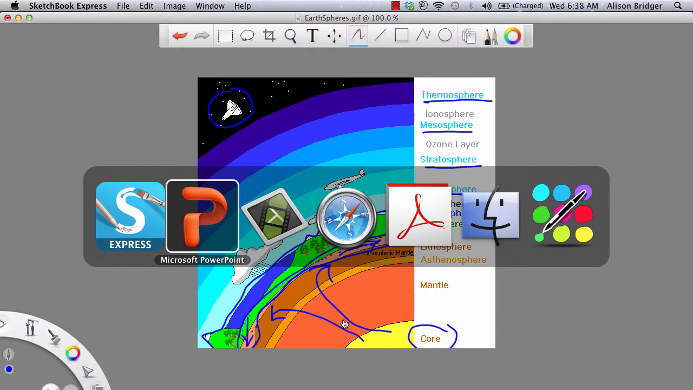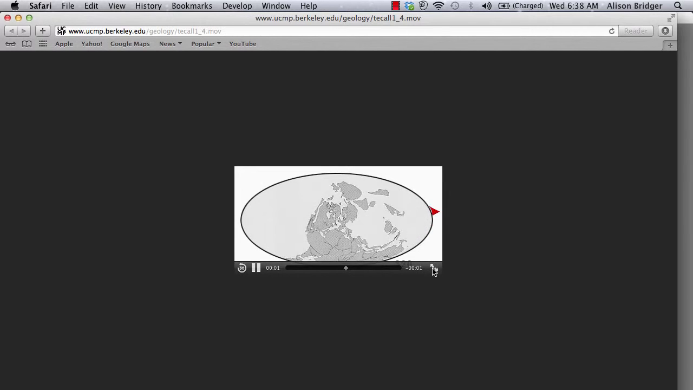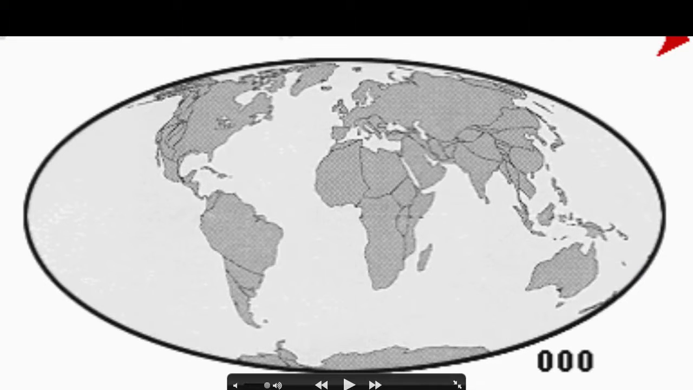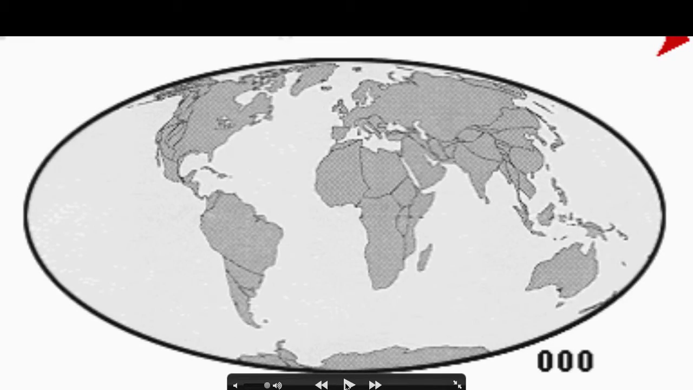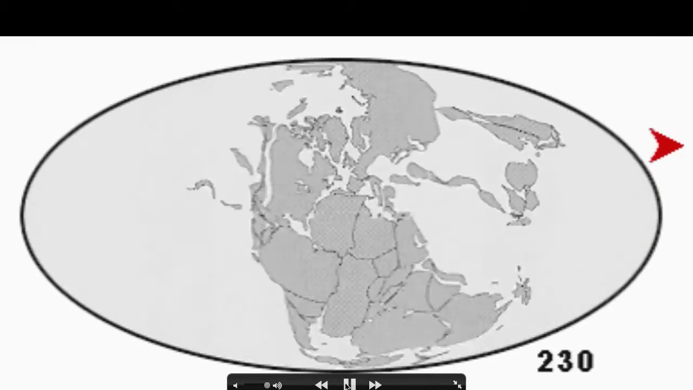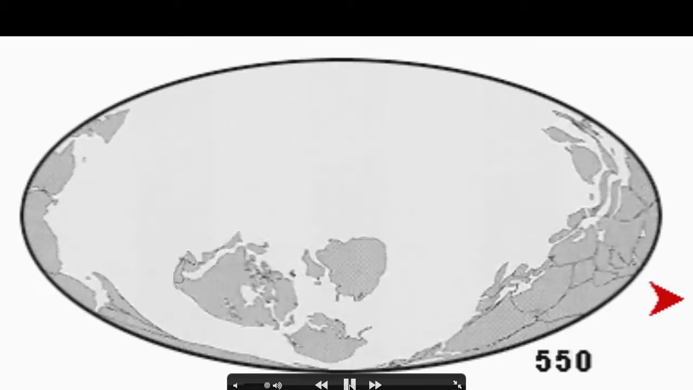And we've got a movie here. Here's the website, ucmp.berkeley.edu, and so on. This shows the motion of continents over the past several hundred million years. It goes by rather fast, so let me expand it. This counter in the bottom right is the number of million years ago. So it begins 700 million years ago, and it ends now. And the red arrow going up and down the side shows you where you are.